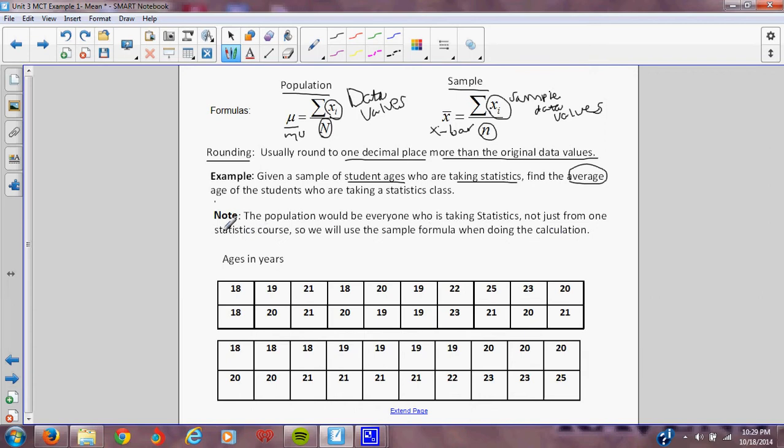So, did you understand what that means? That means that we're looking at one sample of students in statistics. There may be 10 sections of statistics running on campus. This is just one class of them. Alright, so ages and years.